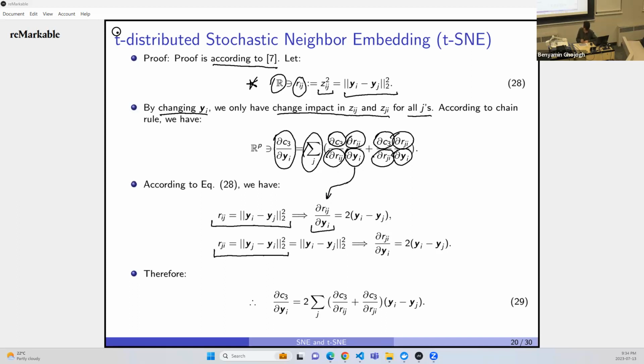Rji, according to equation 28, is the squared Euclidean distance between yj and yi, but Euclidean distance is symmetric. I can write it again back as the squared Euclidean distance between yi and yj. So its derivative is the same as before. Okay. Therefore, if you put these two in this equation, it simplifies to this. You can factor out yi minus yj. Okay. So now we have these two derivatives which we need to compute.